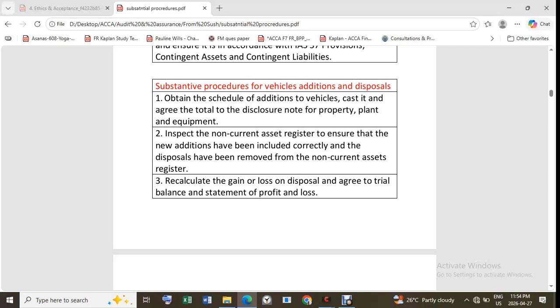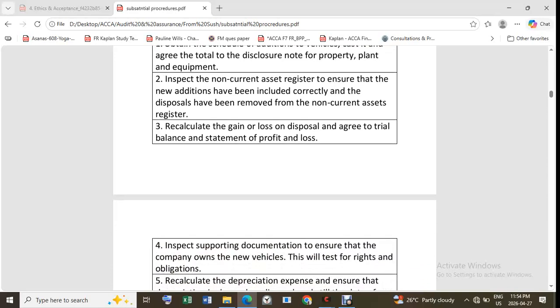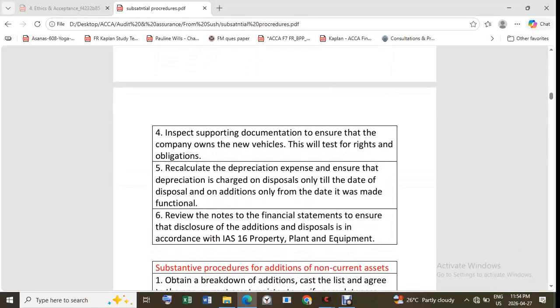Inspect the non-current asset register to ensure that new addition have been included correctly, and the disposal have been removed from the non-current asset register. Third point, recalculate the gain or loss on disposal and agree to trial balance and statement of profit or loss. Inspect supporting documentation to ensure that company owns the new vehicles. This will test for right and obligation.